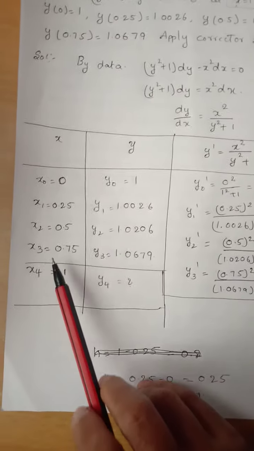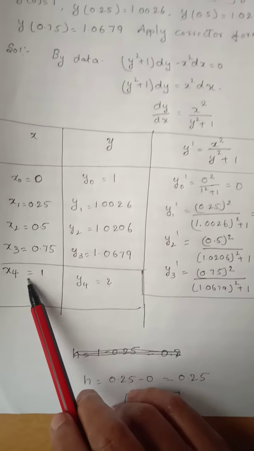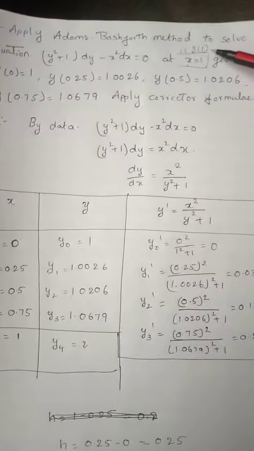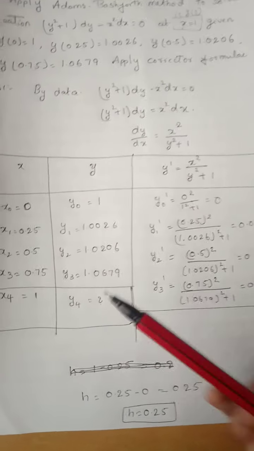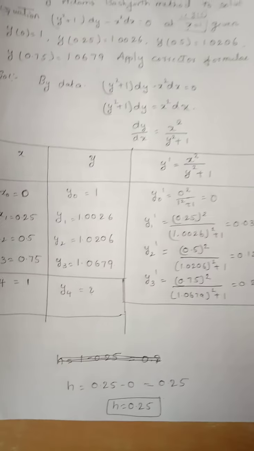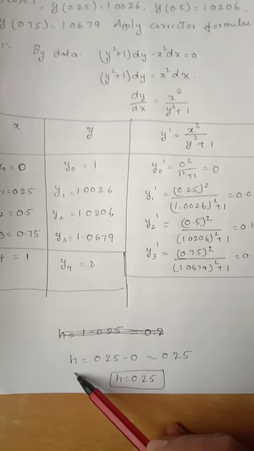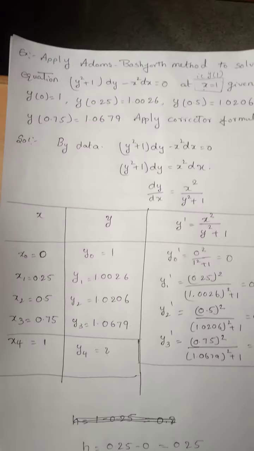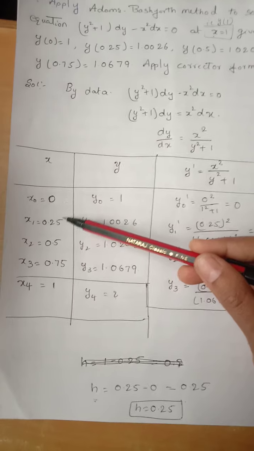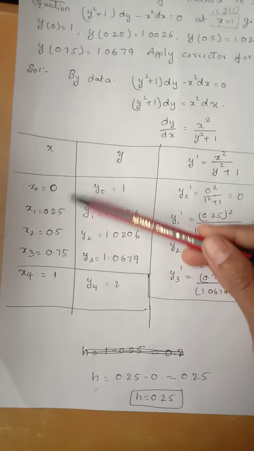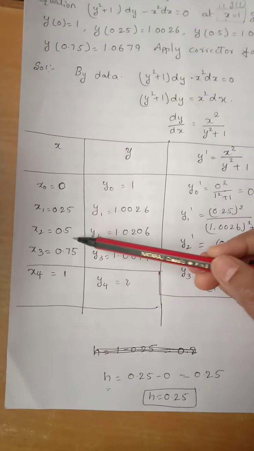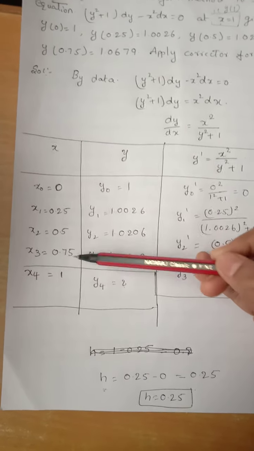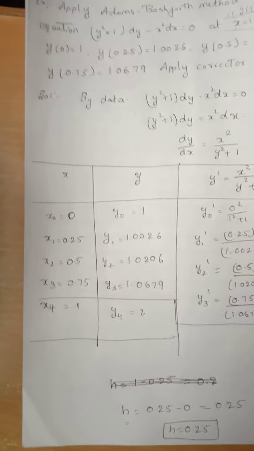Now after 0.75 we have to find the value at x4 as 1. So we have to find the value at x equals 1, that is your x4, and find the value of y4. Before applying the predictor formula, first we find the h value, which is the important one. They are not going to give the h value directly in the problem. Since it is equally spaced, you take the difference between any two x values. I am taking 0.25 minus 0, which is 0.25. If you take 0.5 minus 0.25 also, the difference is 0.25.